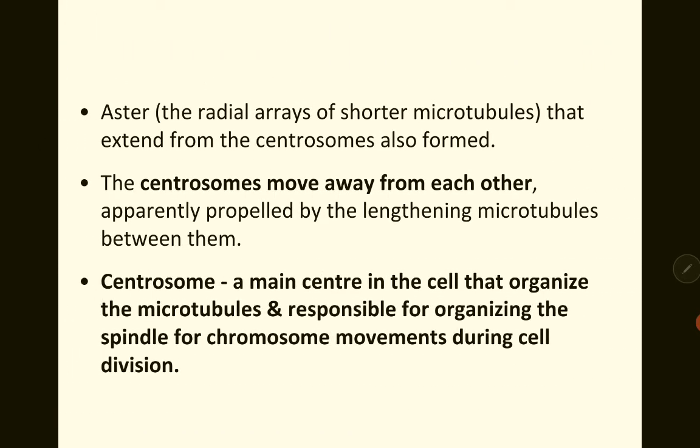During this stage, the aster that extends from the centrosomes also forms. An aster is like a star-shaped structure that starts to form during prophase, and the centrosomes move away from each other, apparently propelled by the lengthening of microtubules between them. So the centrosomes move to the opposite poles. The centrosome is the main center for the cell that organizes the microtubules and is responsible for organizing the spindle fiber.